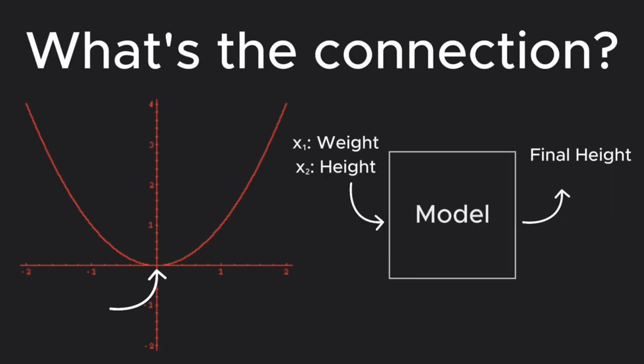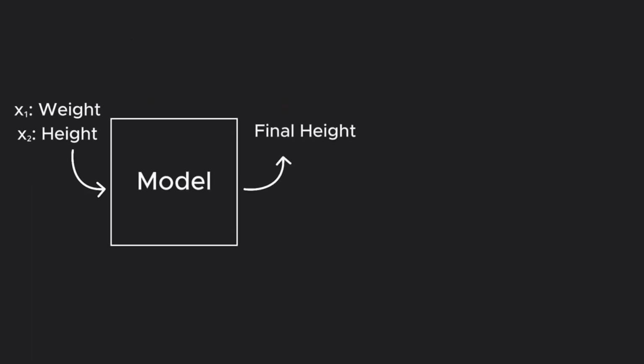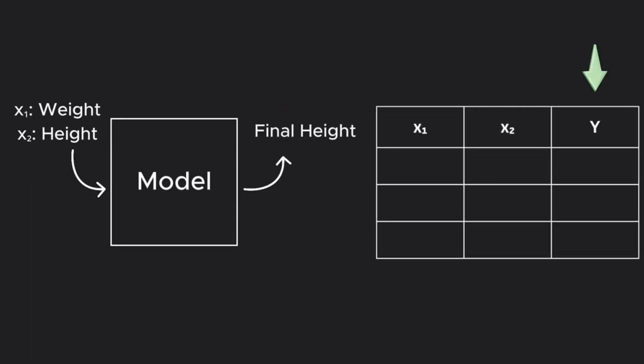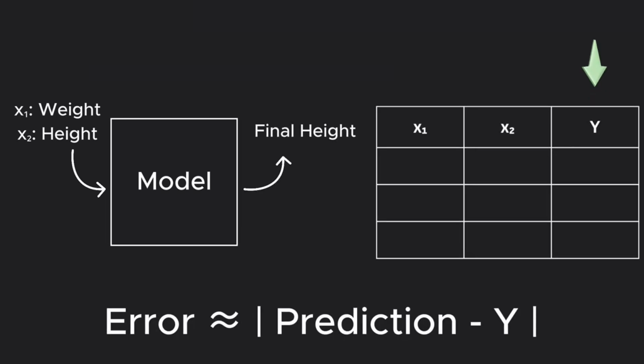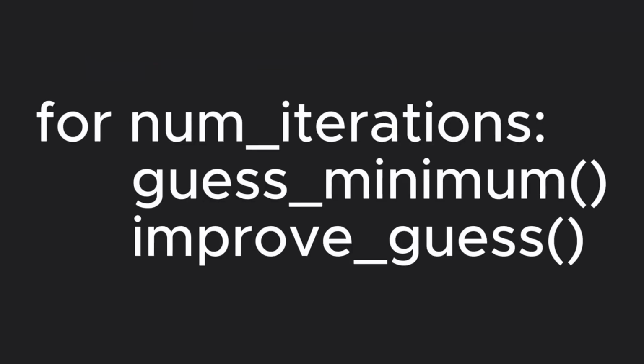But why is minimizing a function even important for training models? It's because we want to minimize the error function, the error between the model's prediction for the final height and the true answer for all the people in our dataset. Let's build some intuition for how we might approximate the minimum of a function with efficient iterations.